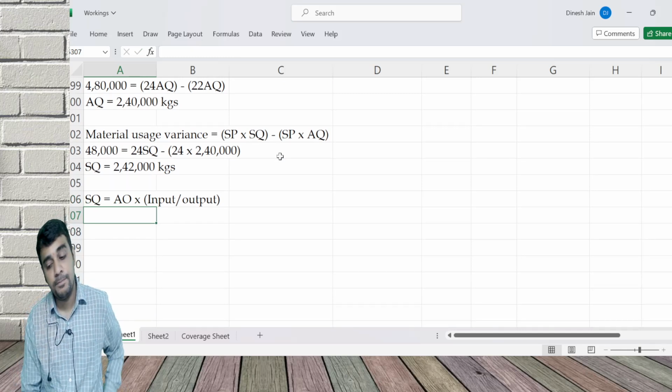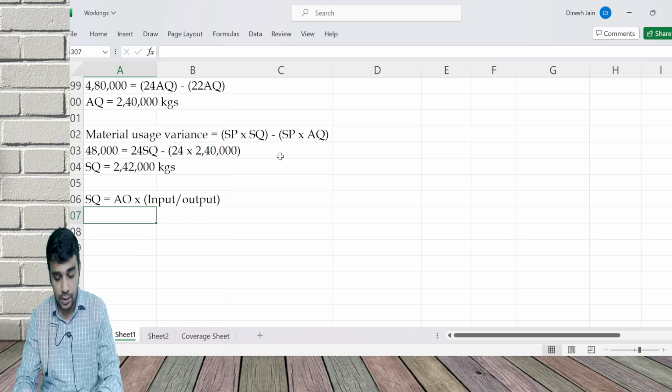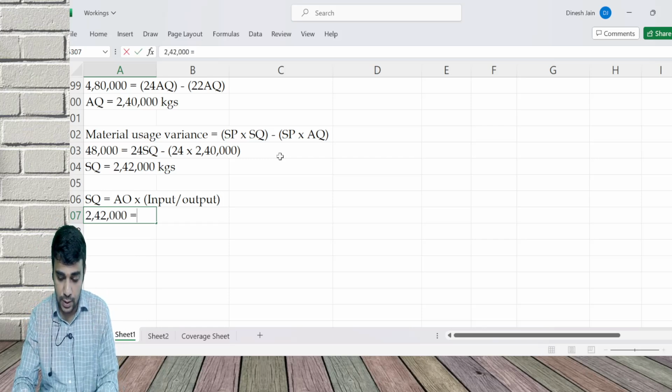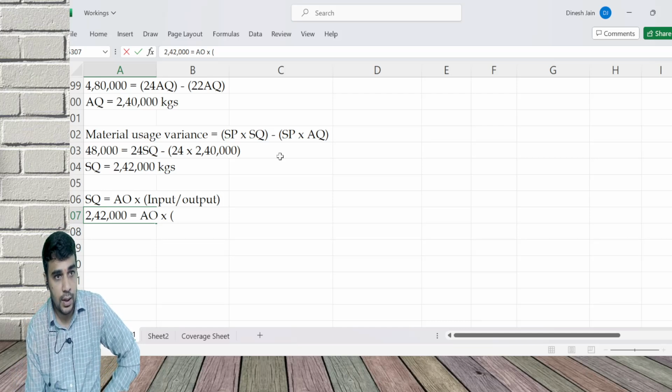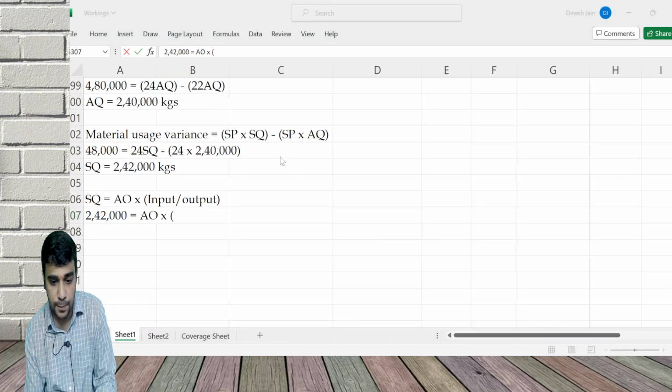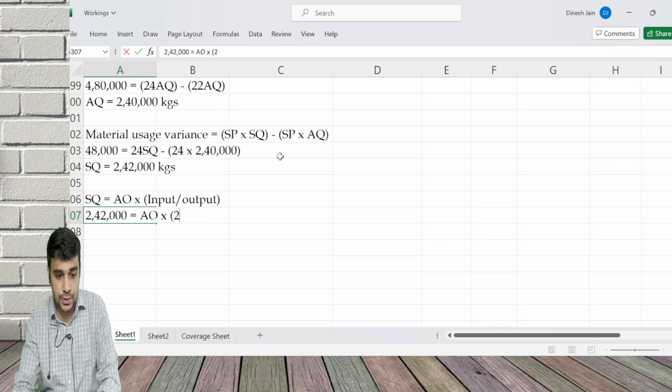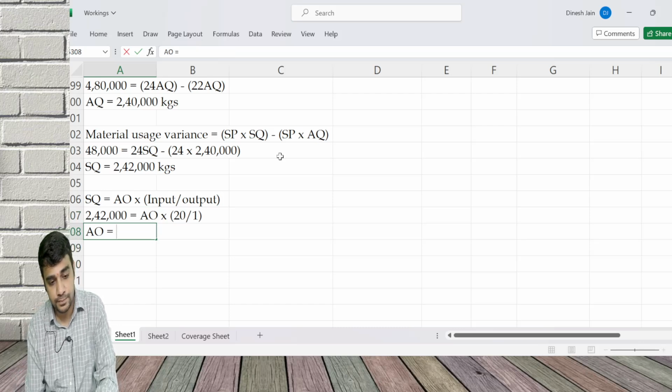Input by output. 2,42,000 is equal to AO into, I read that initial part, I told you the input output ratio. How much is the input output ratio? 20 by 1. Tell me the AO number. 12,000.